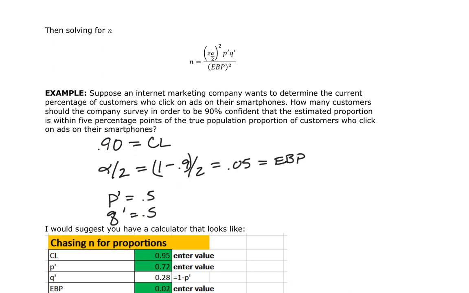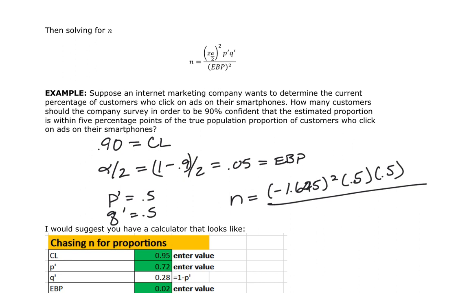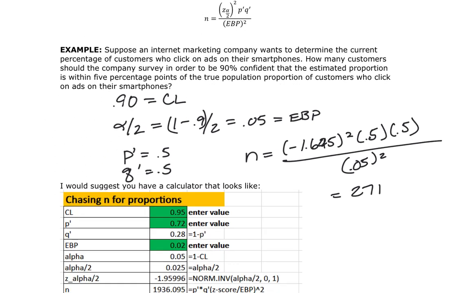They don't give us that, so that is the safe thing to use. So then my n is going to be negative 1.645, the quantity squared, that comes from my z-score. I'm going to multiply that by 0.5, and then another 0.5, and then I'm going to divide that entire thing by 0.05, the quantity squared, and I end up with 271 as my sample size.